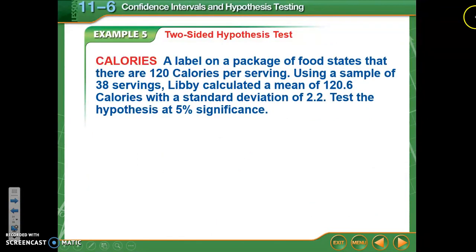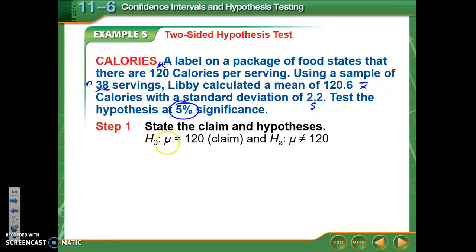All right, sometimes we're going to do a two-sided hypothesis test. A label on a package of food states that there are 120 calories per serving. If we use a sample of 38 servings, so that's my N, Libby calculated a mean of 120.6 calories with a standard deviation S of 2.2. And we're going to test again at 5% significance. This is what she is thinking: her mu, or her population mean, is 120 calories per serving.